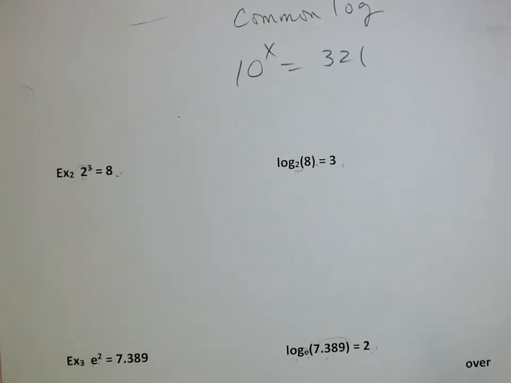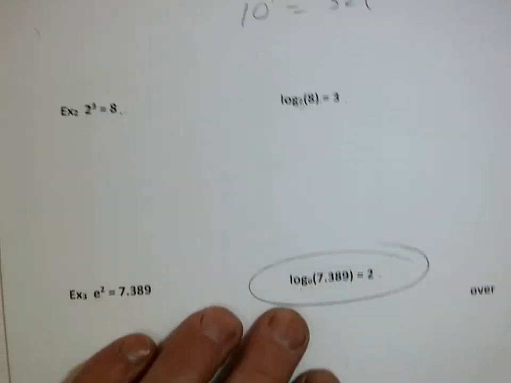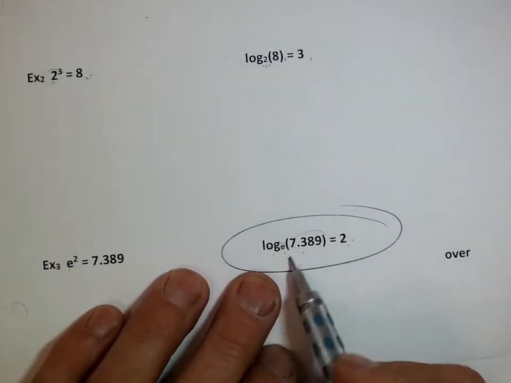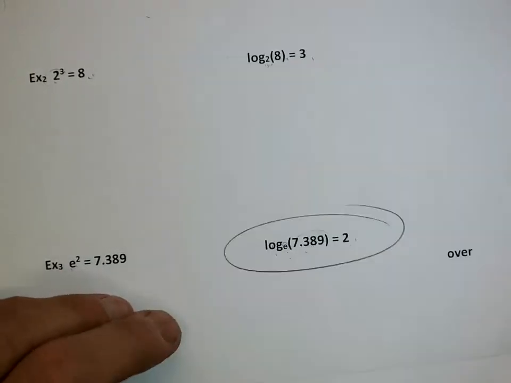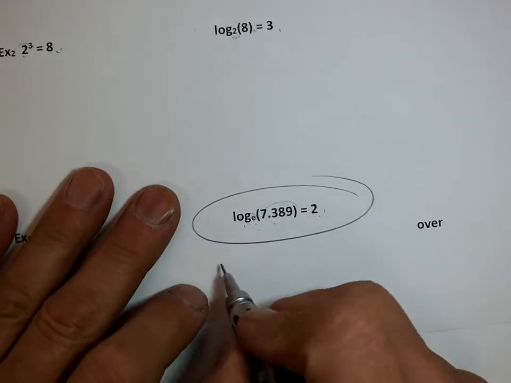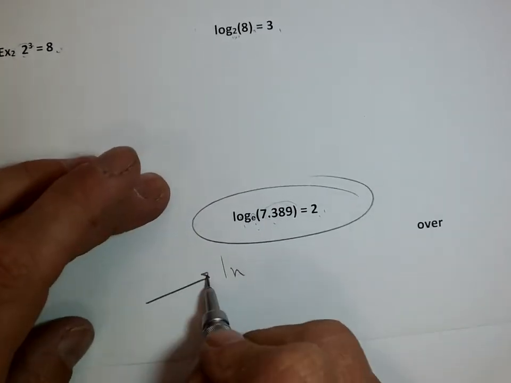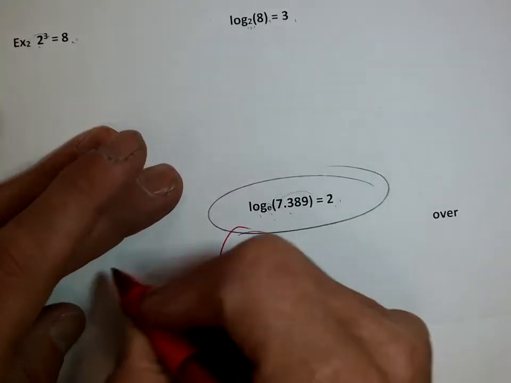Now, the other one in your calculator is log base e. You'll never see it as log base e. What you see is this button right here. See this ln? So when you see ln, that symbol means, ready? That symbol means natural log.